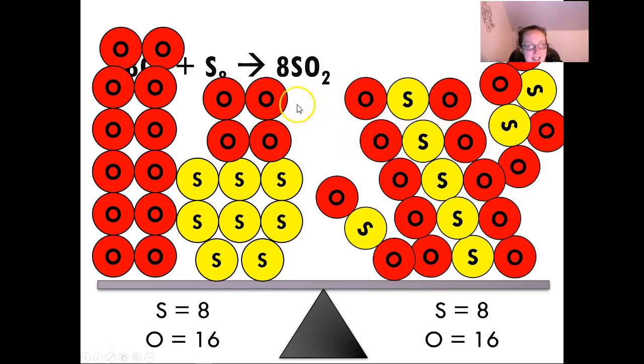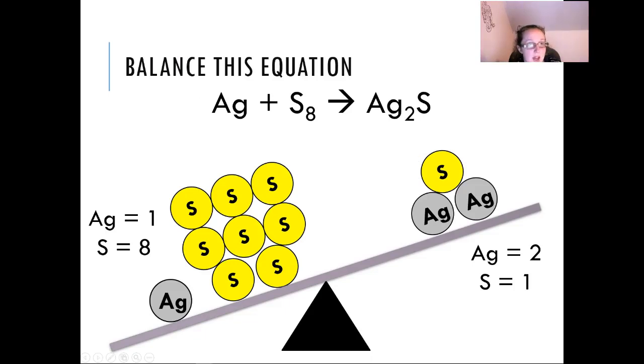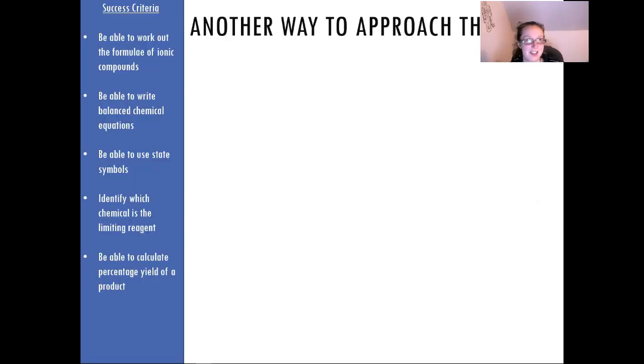Note, whenever I'm adding to each side, all I'm doing is adding full molecules on. I'm not adding little numbers in between, so I'm not adding extra atoms into my molecules. I'm adding full molecules. So have a go at this one on your own. I'll have a look at the answer when you've done it. We'll have a peek next session. So Ag plus S8 goes to Ag2S. So give it a best shot.